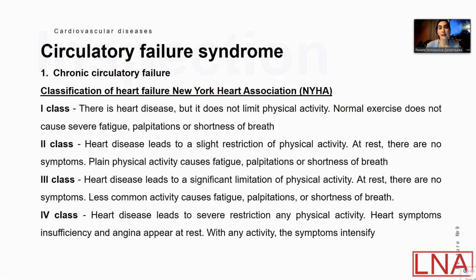Third class: heart disease leads to a significant limitation of physical activity. At rest, there are no symptoms, but less than ordinary activity can lead to the development of general fatigue, palpitation, and shortness of breath. And the last, fourth class of heart failure: heart disease leads to severe restriction in physical activity, and symptoms of insufficiency appear at rest. With any activities, the symptoms intensify.